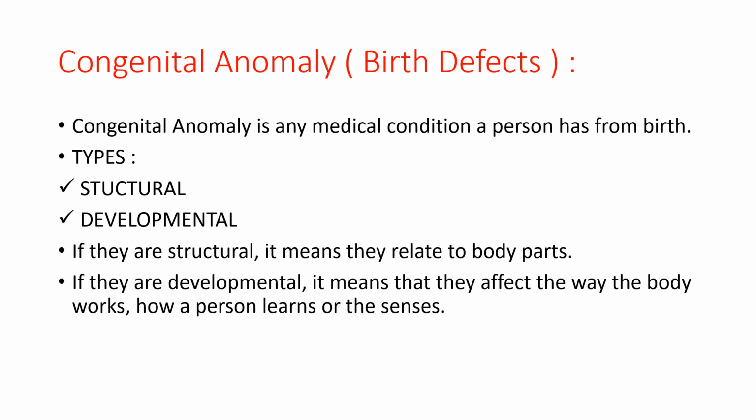Congenital anomaly, birth defects. Congenital anomaly is any medical condition a person has from birth. Types: structural and developmental. If they are structural, it means they relate to body parts. If they are developmental, it means that they affect the way the body works, how a person learns, or the senses.